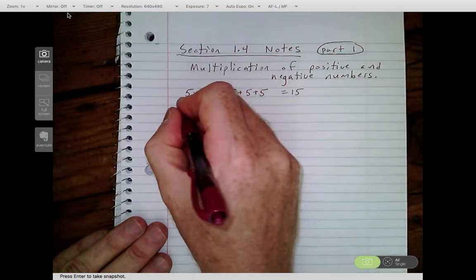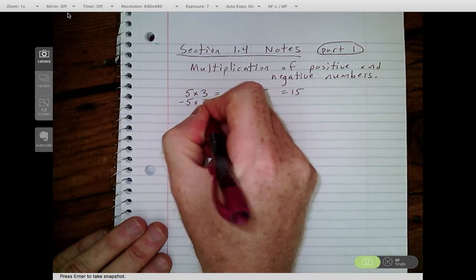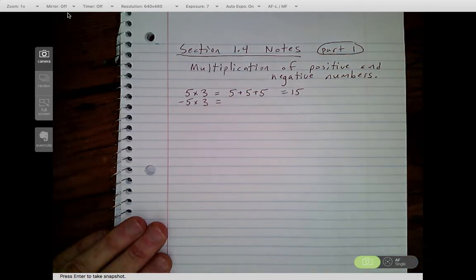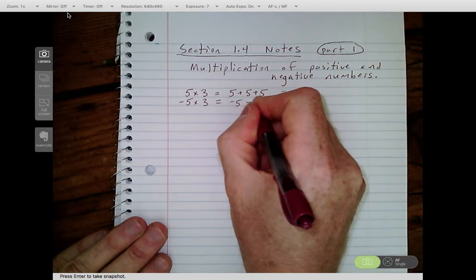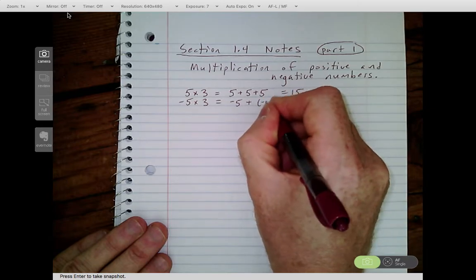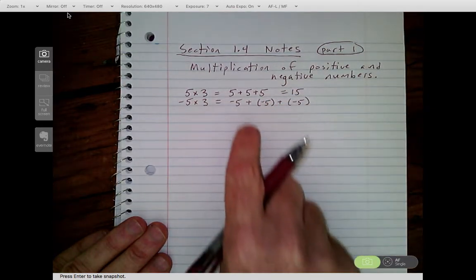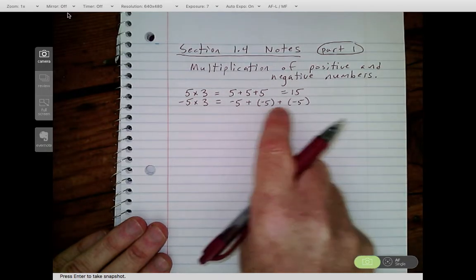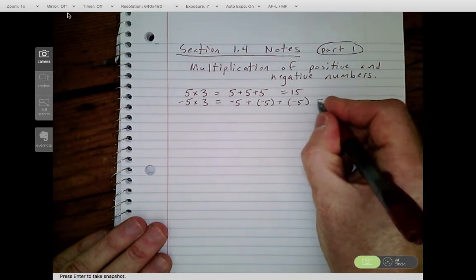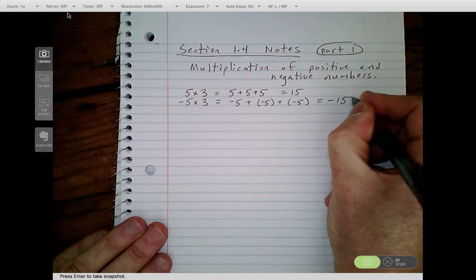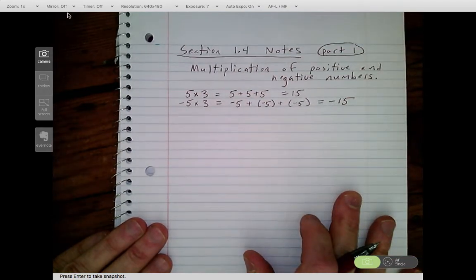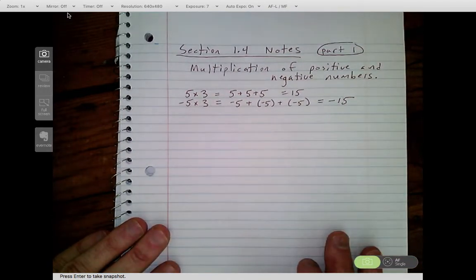Okay, what if it's negative 5 times 3? Well, that's negative 5 plus negative 5 plus negative 5. Well, we've got the same sign all the way across. We just add them up and keep the sign. And look at that, we get negative 15. Okay, I think that is pretty straightforward there.